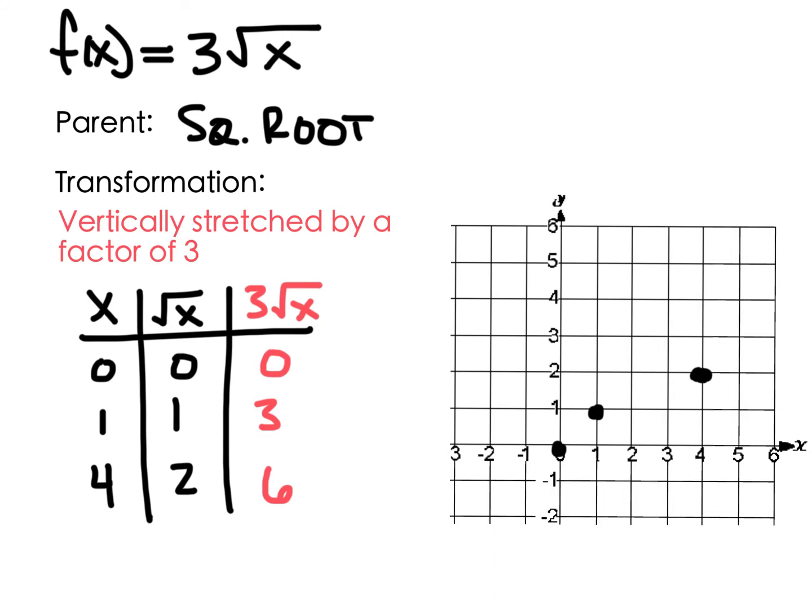All I did was take the y values and multiply them by 3. And see on the graph here, (0, 0) will stay the same. This gets stretched, so 1 gets multiplied by 3 to 3. And the y value of 2 is multiplied to 6. And now the square root function has been vertically stretched. Looks like someone pulled it from the top.